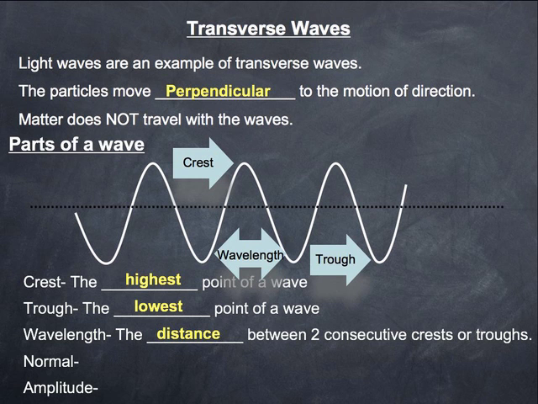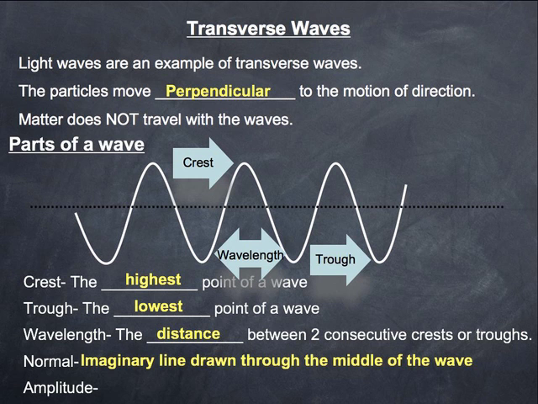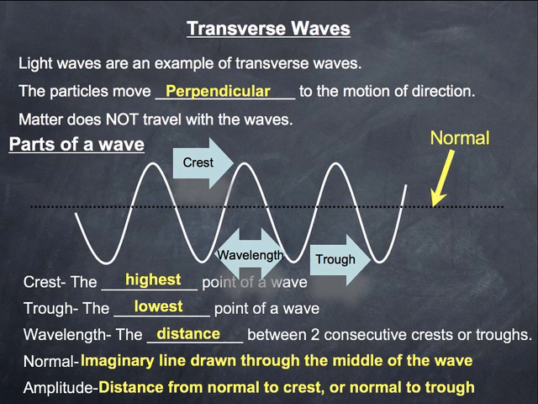A couple other words we use. The normal is the imaginary line that divides a transverse wave down the middle. And finally, amplitude. What do you think amplitude is? Jax? The measure of how, like, the frequency of it. Not quite frequency. You said? Measure of the intensity of it. It's related to that. It's the height. It's the distance from the normal to the top of the crest or to the bottom of a trough. That's amplitude.